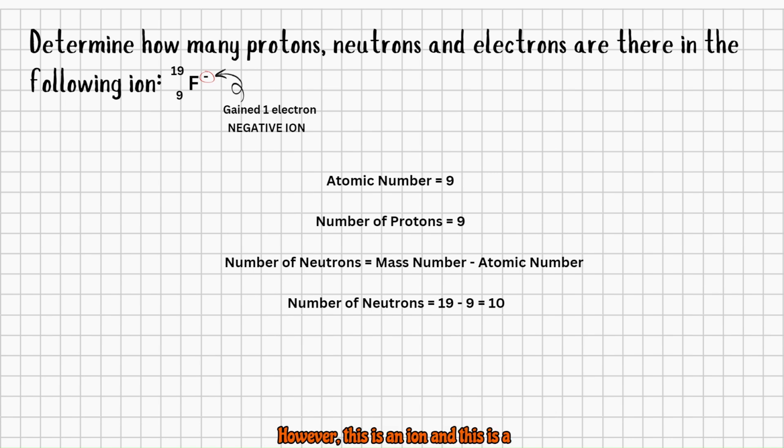However, this is an ion, and this is a negative ion, which means that it has gained 1 electron. So to find the number of electrons, we would do 9 plus 1, which is 10. Because 9 is the original number of electrons, and then it has also gained 1 extra electron. So 9 plus 1 is equal to 10. So 9 is our number of protons, 10 is our number of neutrons, and 10 is the number of electrons.